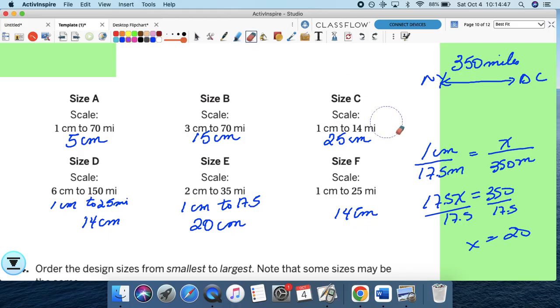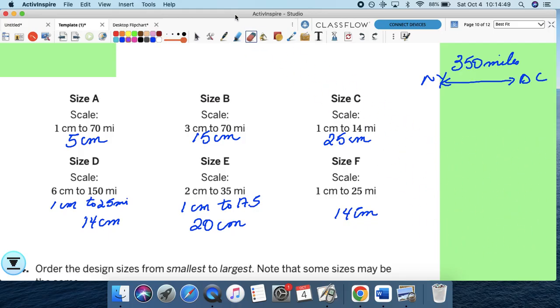Let me do one more thing before we start comparing. I'm going to change this one, because everything is in unit rate, right? We're comparing everything to 1 centimeter, except scale B, which is 3 centimeters. So let me simplify that as well. It's 3 centimeters to 70 miles. So what is 1 centimeter? I'm going to divide that by 3.